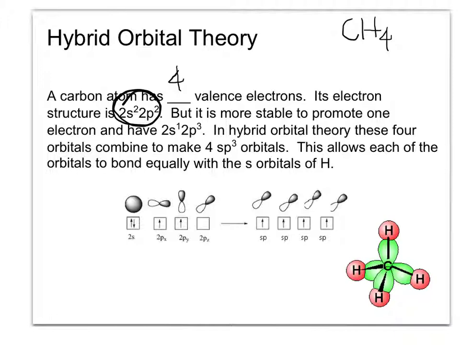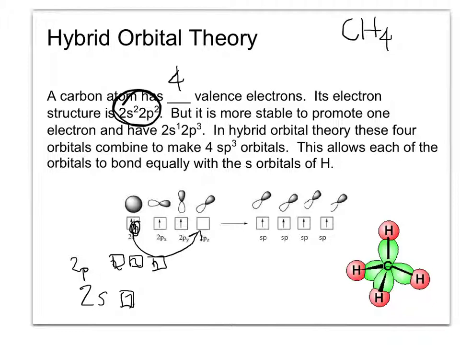Okay, it turns out that this is not really how the electrons exist in carbon. It is more stable for the atom to take one of these electrons that's in the 2s orbital and promote it up to one of the 2p orbitals. Okay, so if you were going to draw out the Aufbau diagram, you'd have your 2s here and your 2p here, 1 box here, 3 boxes here, right, and an electron in each box.